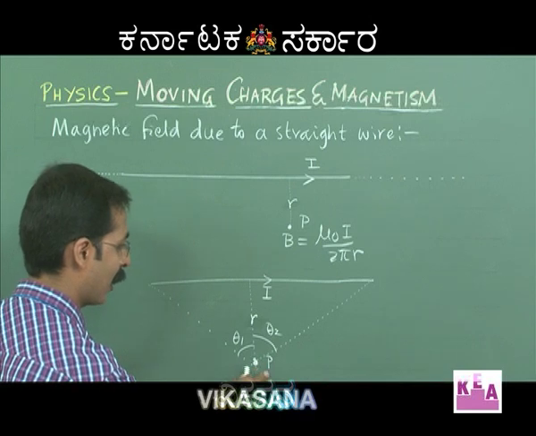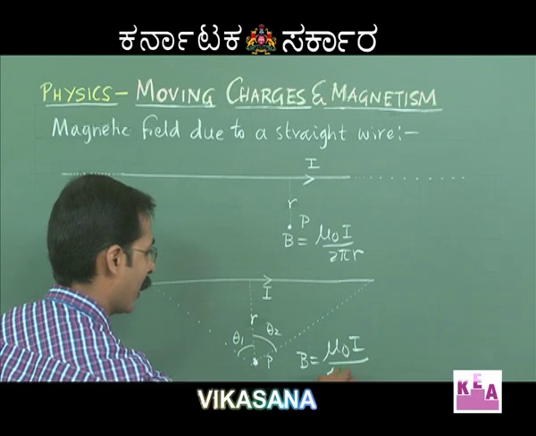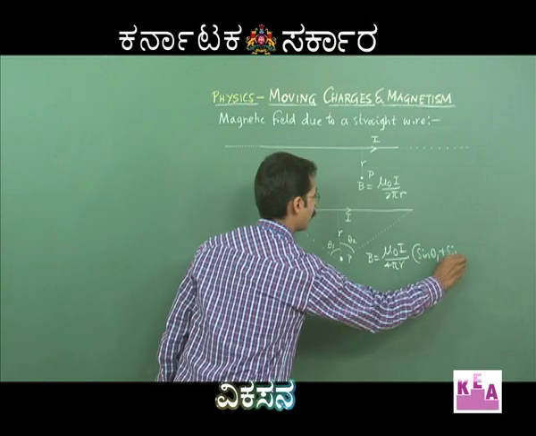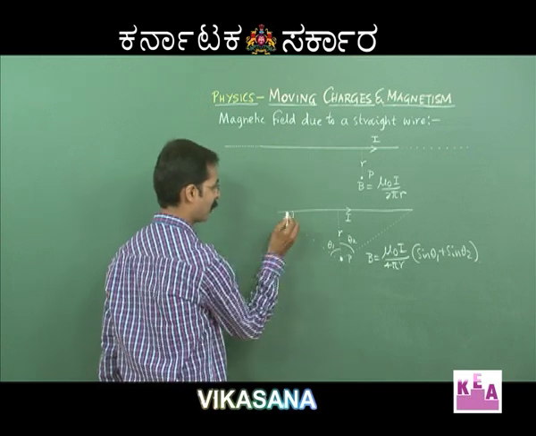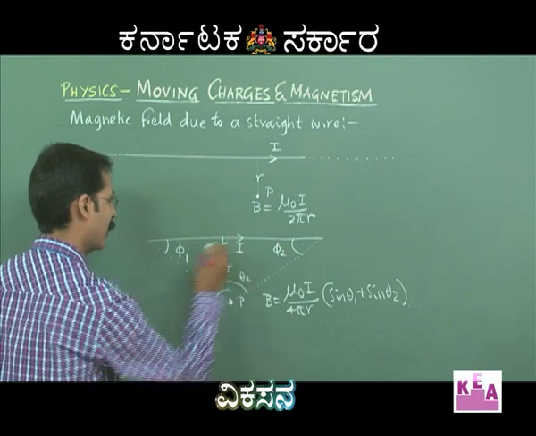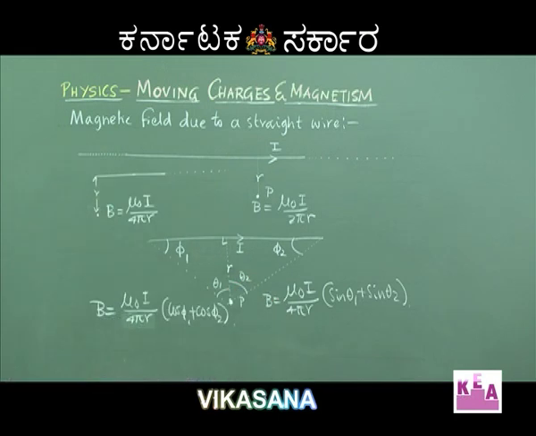Then the magnetic field here at point P is given by B is equal to mu naught I divided by 4 pi R into sin theta 1 plus sin theta 2. Sometimes you may also have to use these angles. If this is phi 1, this is phi 2, from the figure you can see that theta 1 is 90 minus phi 1, theta 2 is 90 minus phi 2. Substituting that here, the magnetic field can also be written as mu naught I divided by 2 pi R into cos phi 1 plus cos phi 2.